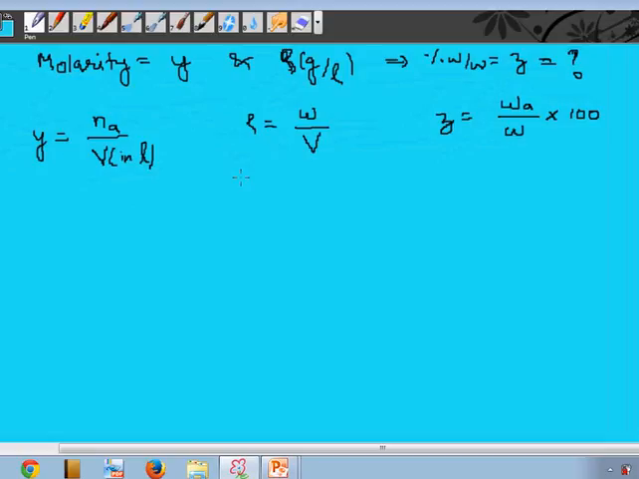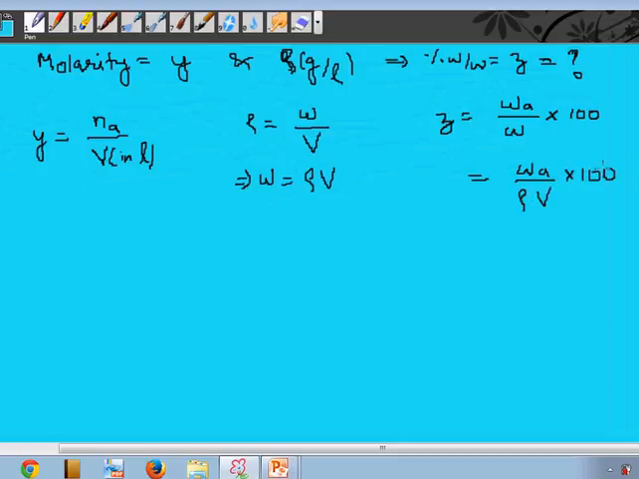From density, W is equal to rho into V. Note that V here is in liter, so density must be in gram per liter. If in your question density has been given in milligram per ml or gram per ml or kilogram per ml, you convert it into gram per liter for this formula, because here we need volume in liter. So the total mass of solution is rho into V. That means I have eliminated one variable, W.